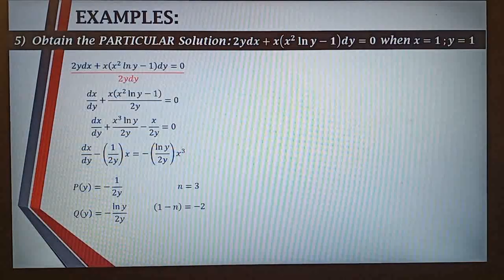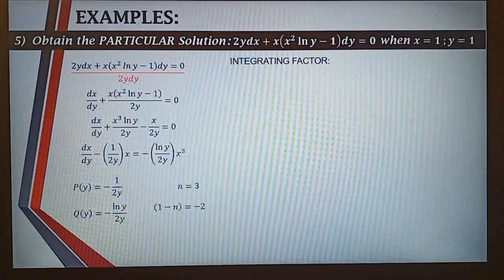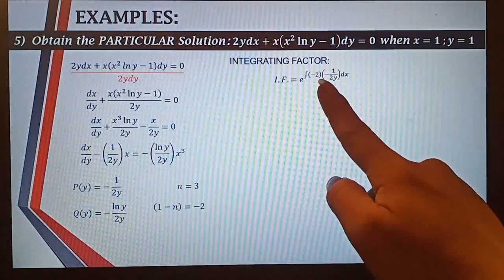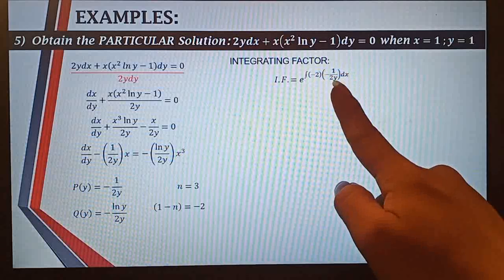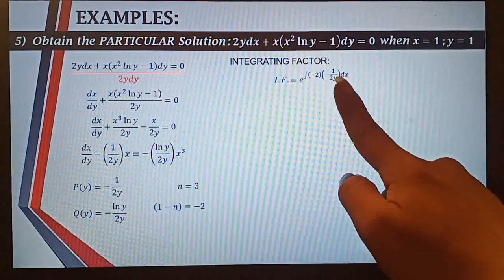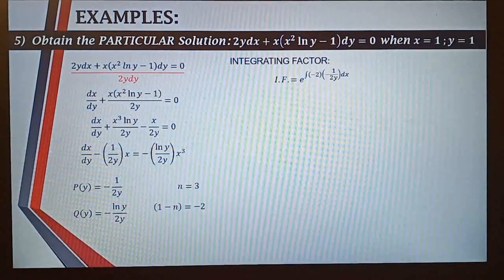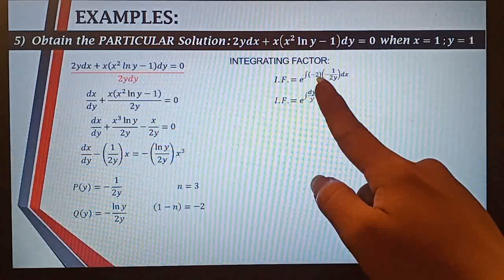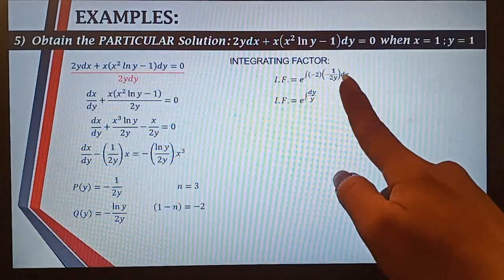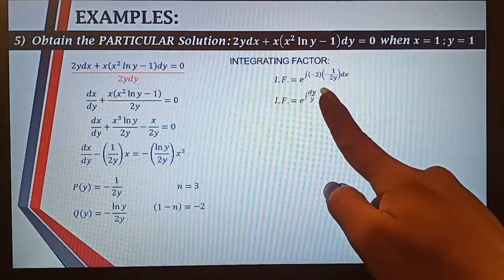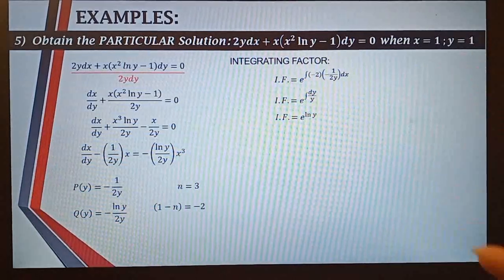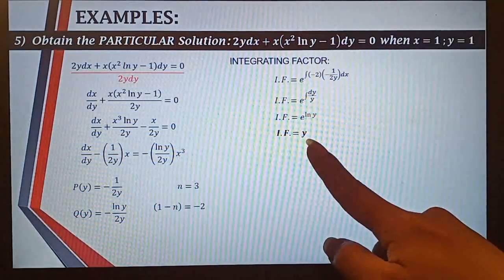Going back to our discussion, solving for the integrating factor, you have e raised to the integral of -2 multiplied to -1 all over 2y. Then this is dy. My mistake again, this is dy instead of dx. So you will now have cancelled 2. Then negative to negative is positive. Again, this is dy, so you will have dy over y. So you will have e raised to ln y. So your integrating factor is y.